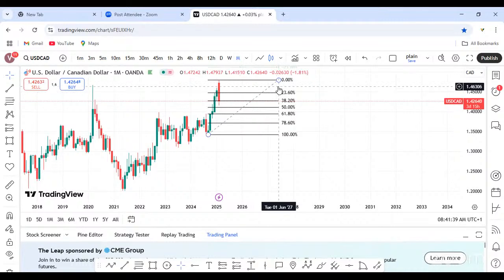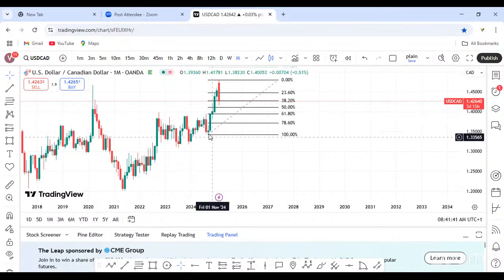You want to mark out your most recent swing as well, right? So from point A to point B, you can see that price is now starting to react downward.